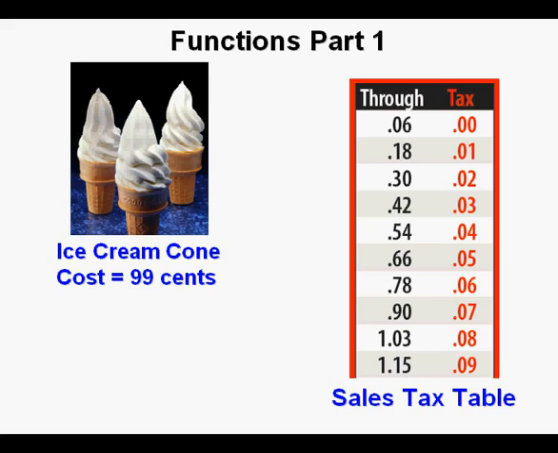Let's say you buy an ice cream cone for 99 cents. Since the cost of the cone is greater than 90 cents but less than or equal to $1.03, the tax amount charged is $0.08 or 8 cents. We can write the sales tax as a mathematical function. The sales tax equals 0.0825 times the price of the item being purchased.